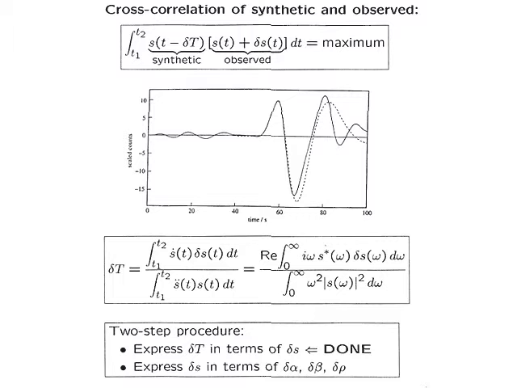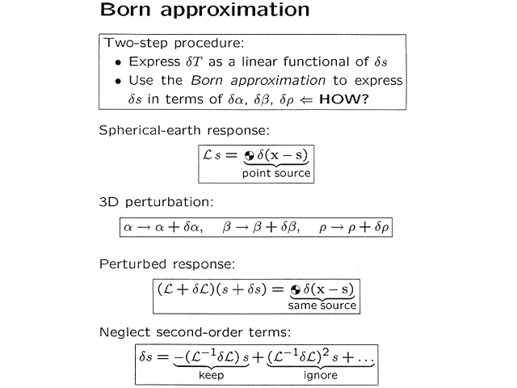Here is an equation that expresses this cross-correlation travel time measurement. You want to ask how much delta t do you shift your synthetic waveform in order to maximize the correlation with the observed waveform. So what you do is you linearize this equation, and when you linearize it, you get this relation here that tells you how the travel time residual is related to the perturbation in the waveform. So that's the first step. The second step is to figure out how the perturbation in the waveform is related to the perturbation to the Earth model.